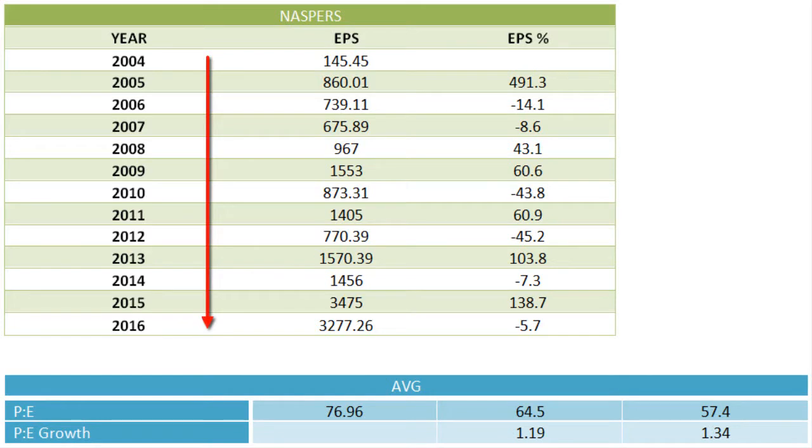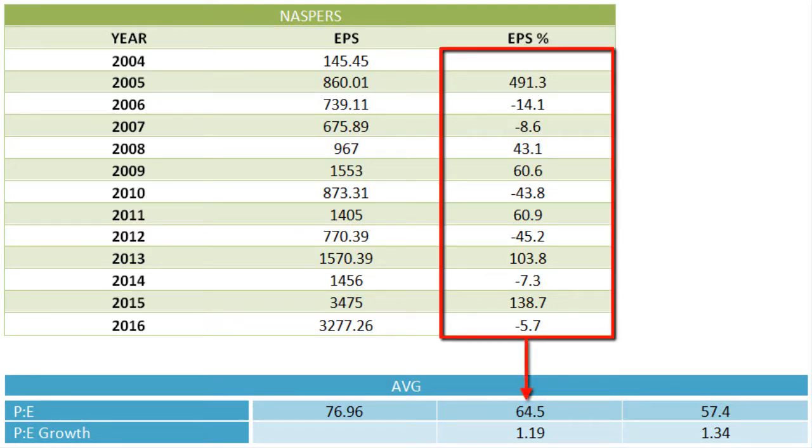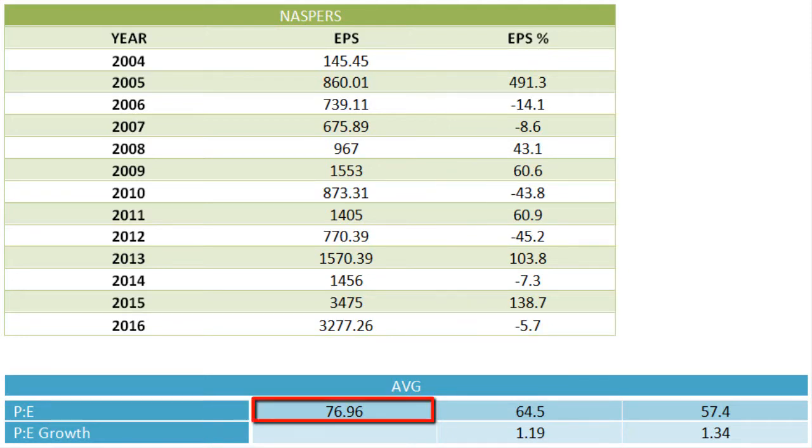Now here I've got figures from 2004 to 2016. So we can only look at 12 numbers, and you can see that over that period it's got an average growth of 64.5%, which is pretty high. But the PE ratio is absolutely astronomical at 76.96, nearly 77. Dividing that PE by the earnings per share growth, we get a PE growth ratio of 1.19, which would indicate that it is really an expensive option at this stage, at this price.